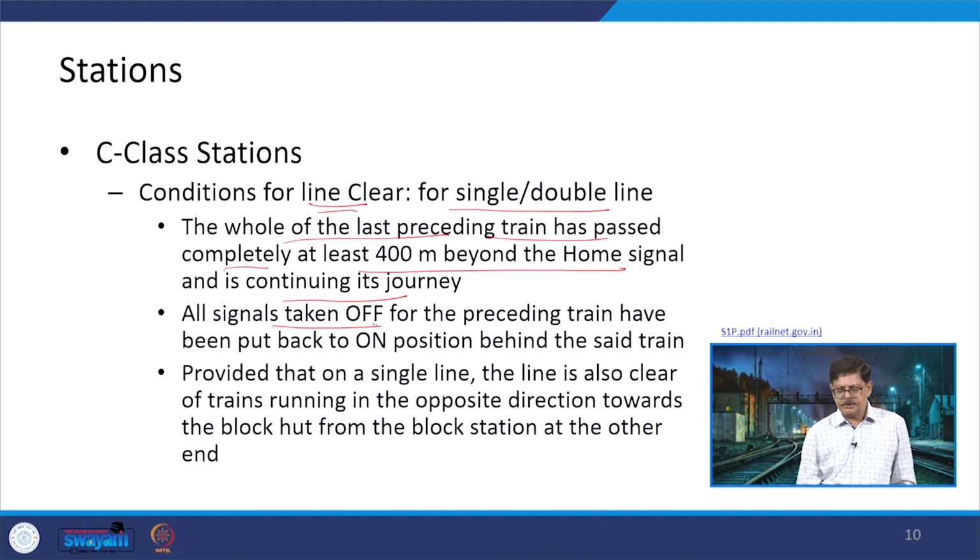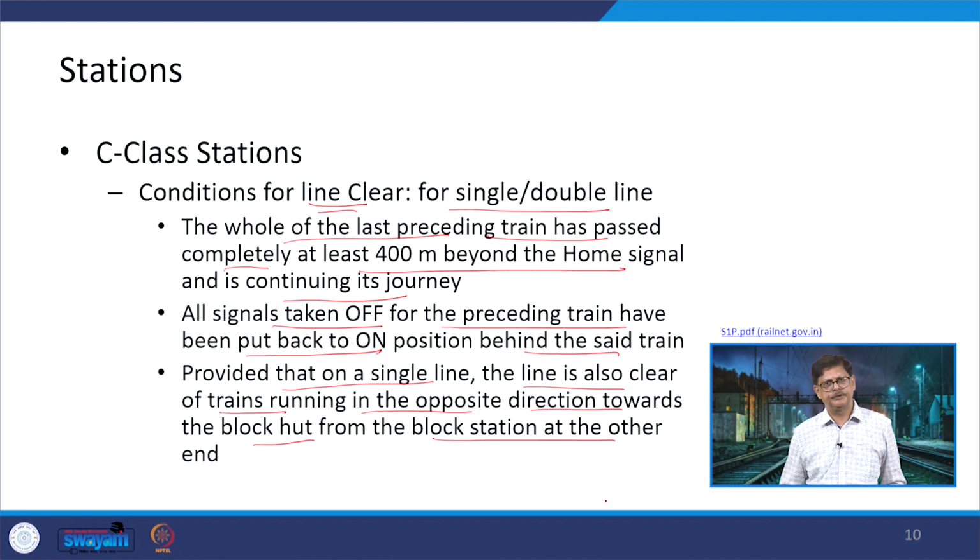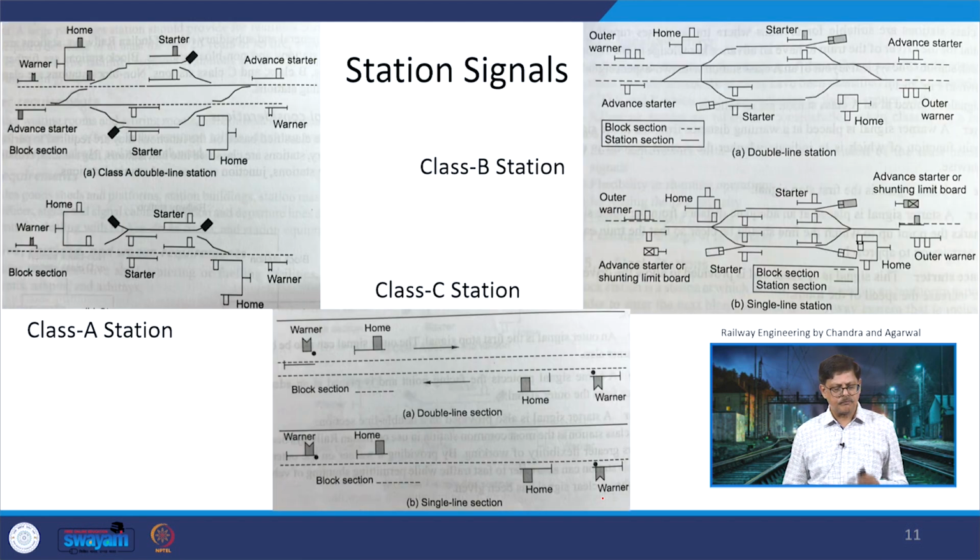The signals taken off for the preceding train have been put back to on position behind the said train. It is normal practice, provided that on a single line the line is also clear of trains running in the opposite direction towards the block hut from the block station at the other end.